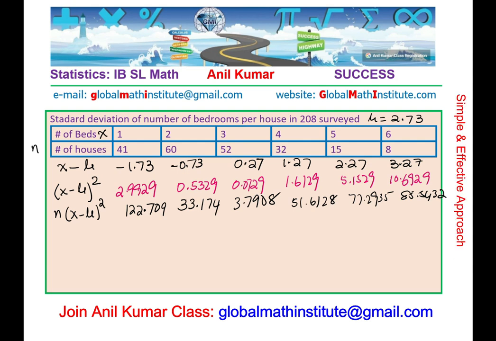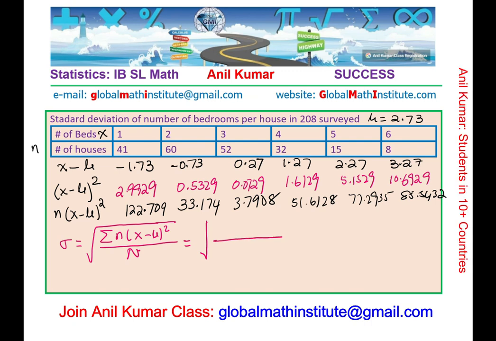Now, what is the standard deviation? Standard deviation is the square root of sigma of n times (x minus mu) whole square, divided by the total number of houses, right? So let's add them all. Total number of houses we know is 208. And let's add these numbers.